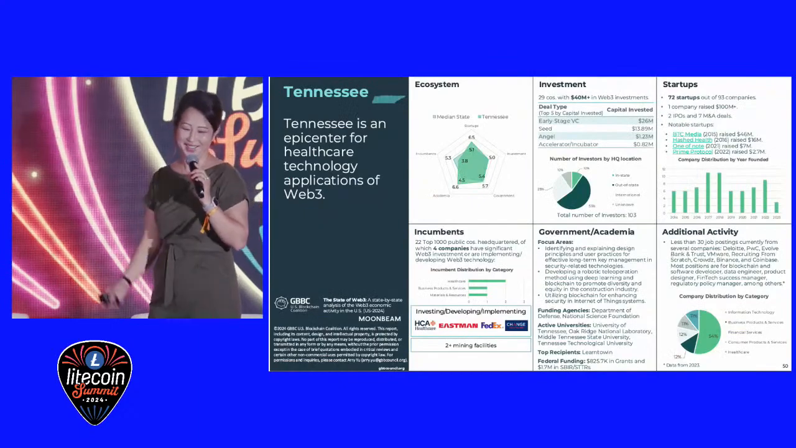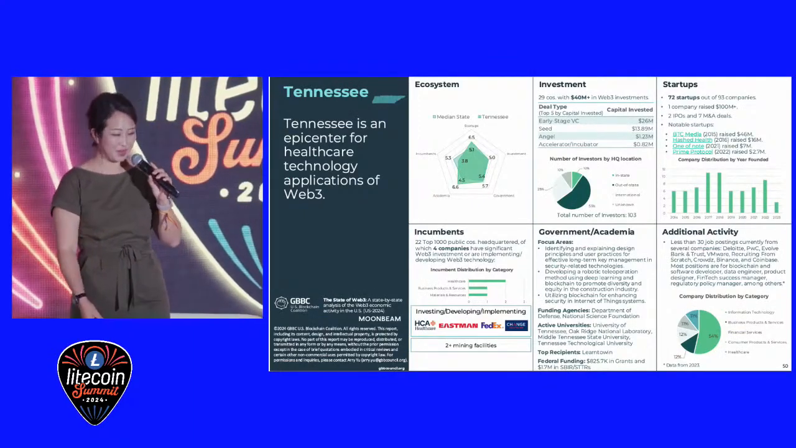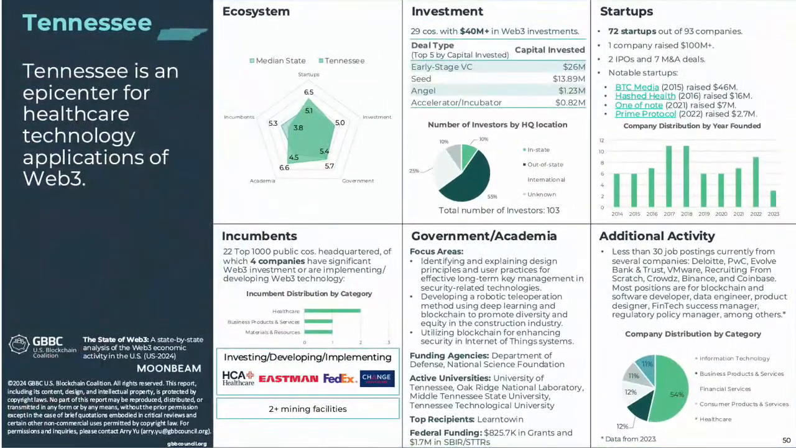So here's Tennessee. Tennessee is the epicenter for healthcare, obviously, but as an ecosystem, a very strong player in terms of academics, some government, some startups. Maybe we could bring in some more investors into the state of Tennessee. Maybe we could get some more of the incumbents here to be more active in the Web3 community. But we have over 29 companies with $40 million invested in Web3. And then you can also see 72 startups out of 93 companies are here in Tennessee. One company has raised over $100 million, 2 IPOs, 7 M&As, mergers and acquisitions, meaning companies have combined.